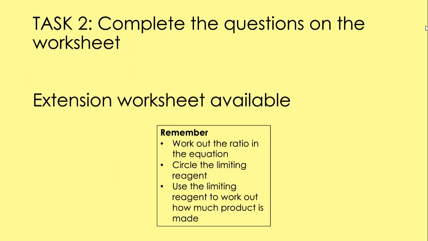Right, second task you need to do is complete the questions on the worksheet. There is an extension worksheet available if you want to have a go at that. And then I've put in the box what you need to remember: we need to work out the ratio in the equation. We then need to circle the limiting reactant or reagent, and then we use the limiting reactant or reagent to work out how much product is made.